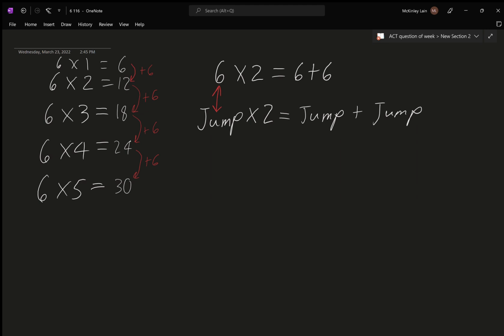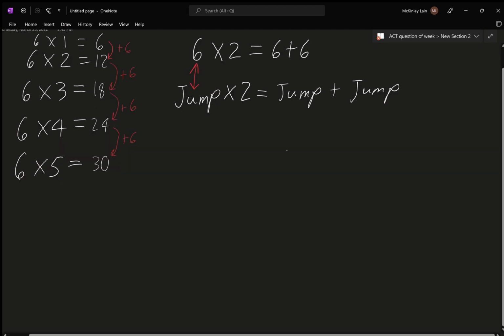And when we look at jump, if I ask you to jump 2 times, we know that I'm not asking you to jump plus 2, because 2 isn't jump. 2 is 2, right? We know that if I ask you to jump 2 times, I'm asking you to jump and then jump, right? So when we're multiplying, that's how we're going to look at it.